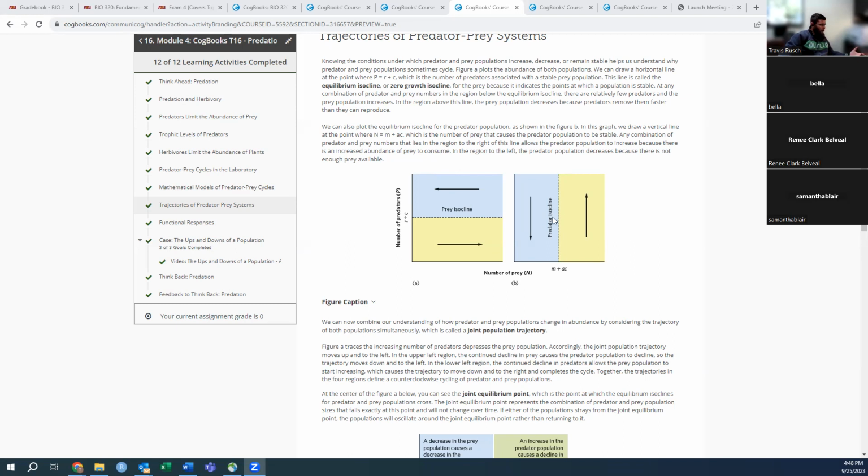And it's left to right because now it's the predator. So if we're to the left of the predator isocline, we're going to have a decrease in the number of predators, because we have a low number of prey here. And if we're to the right, it's increasing the number of predators because we have a higher number of prey.